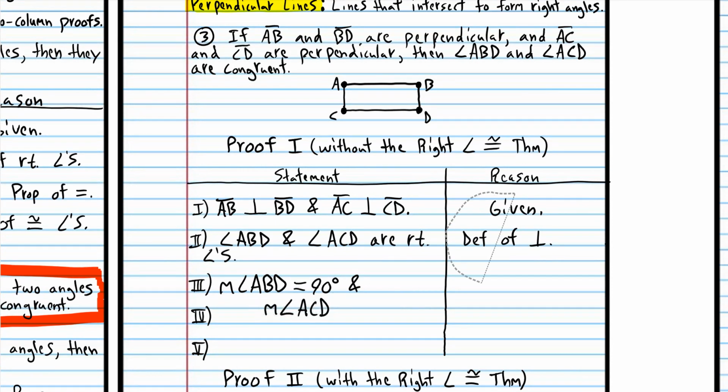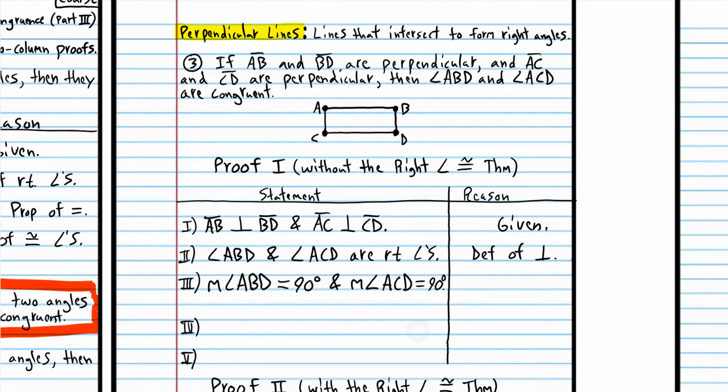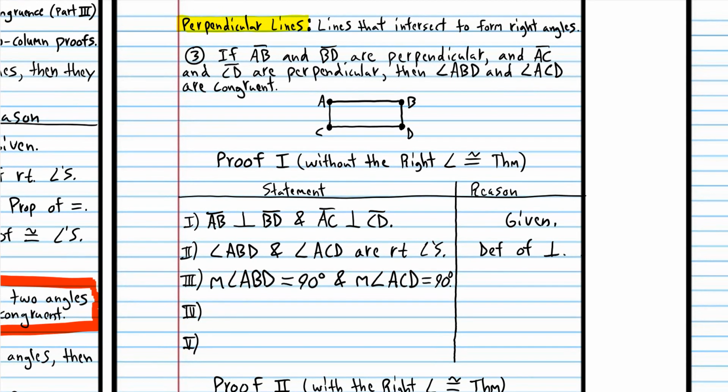So I'm going to reorganize this a little bit. I'm going to move that over and move this over. There we go. Sorry about that. So the measure of ABD is 90 degrees and the measure of ACD is 90 degrees. Now you can see where we're going with this. If both those angles are 90 degrees, then the measures are equal to each other by the transitive property of equality.